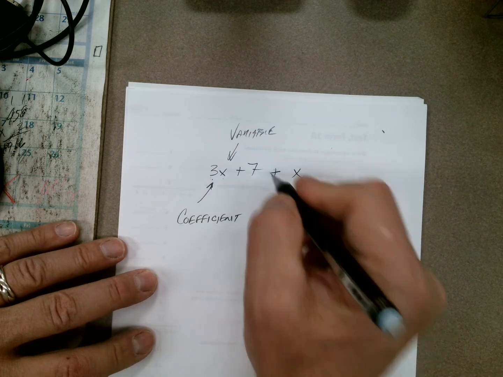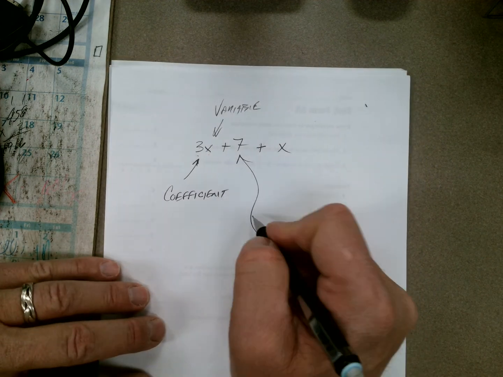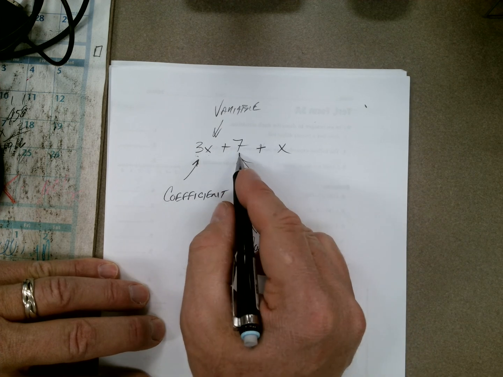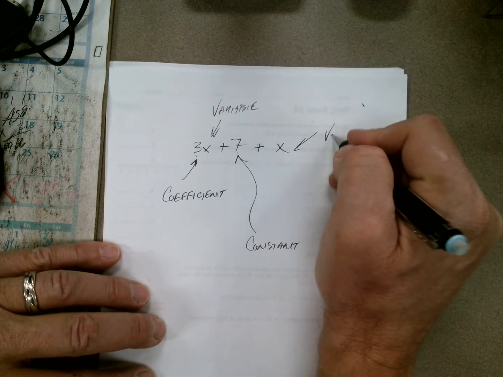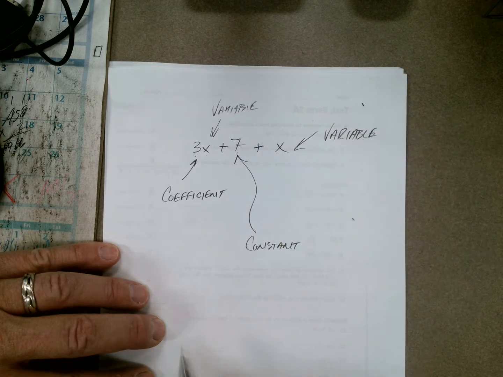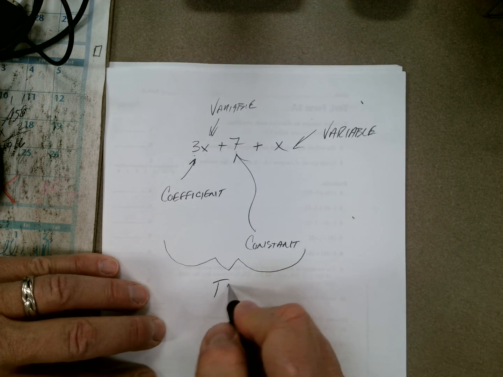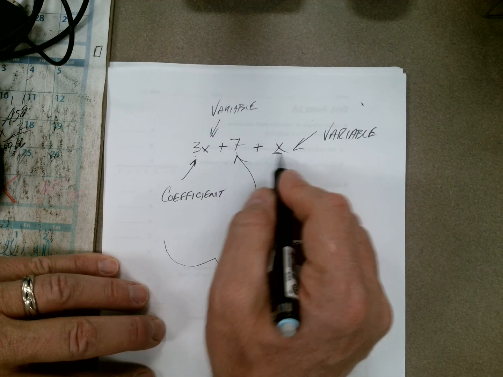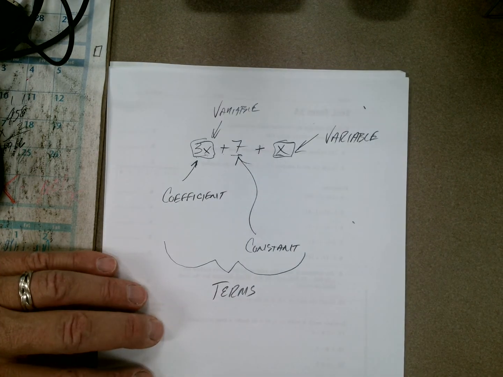Now, what is the 7? The 7 is what we call a constant. It doesn't change. It never wavers. So it's constantly 7. The only way I can change it is by adding, subtracting, doing an operation. And then finally, again, that x is a variable. Now, what we have to understand is the whole thing is encompassed by calling them terms. These are all terms. This is a term. That's a term. That's a term. These are like terms, so we could actually combine those and simplify it.